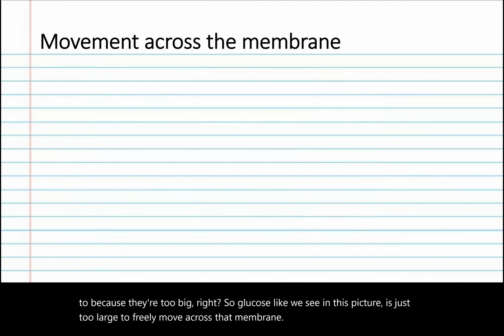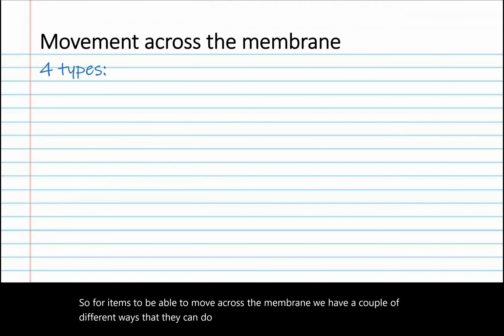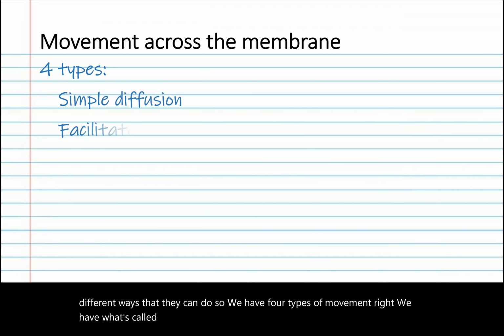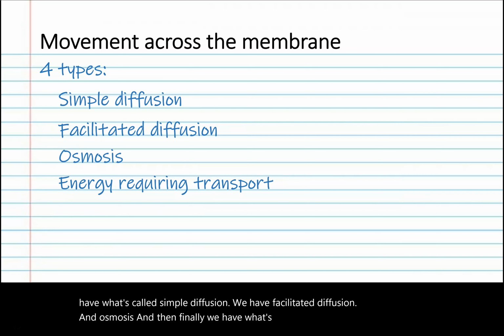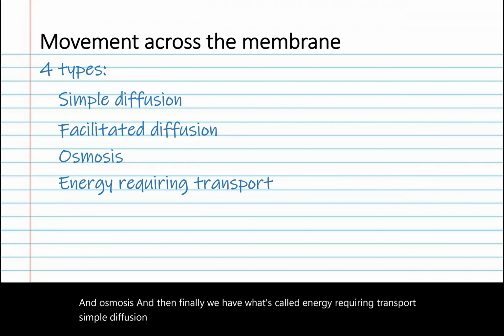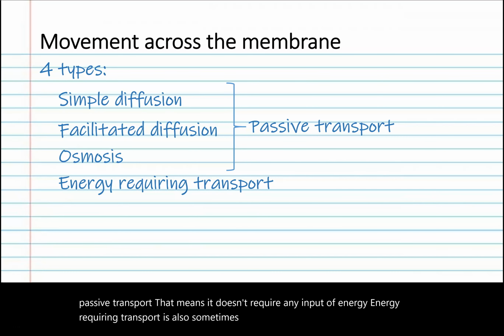So for items to be able to move across the membrane, we have a couple of different ways that they can do so. We have 4 types of movement, right? We have what's called simple diffusion, we have facilitated diffusion and osmosis, and then finally we have what's called energy requiring transport. Simple diffusion, facilitated diffusion, and osmosis are all examples of passive transport. That means it doesn't require any input of energy. Energy requiring transport is also sometimes called active transport.